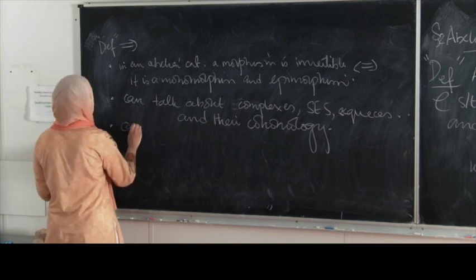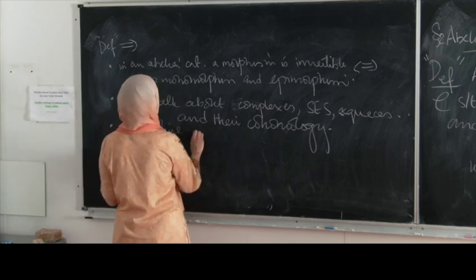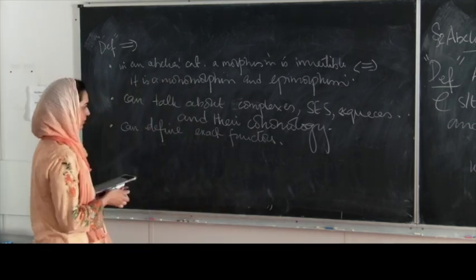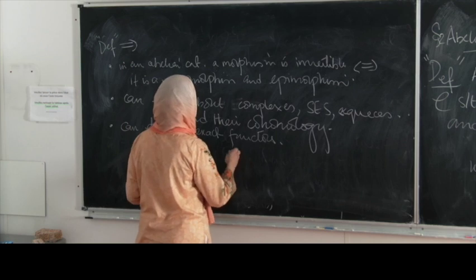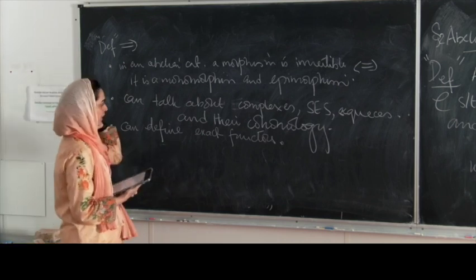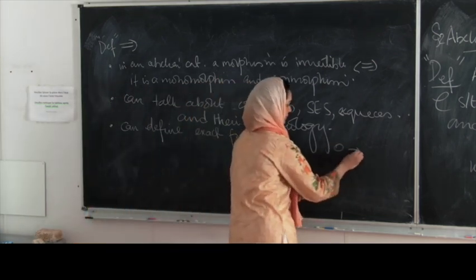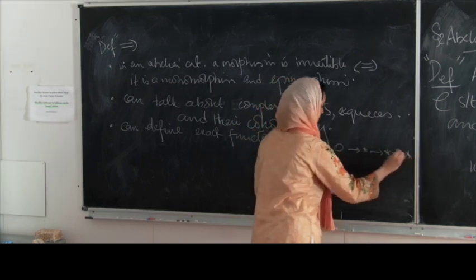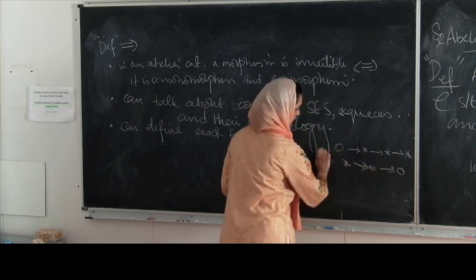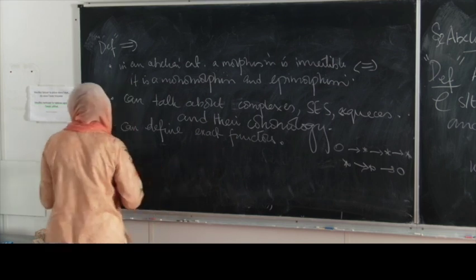Okay, and we can define exact functors. So this is in the usual sense of homological algebra. I'm not going to write it down, but it's left exact if it preserves this kind of short exact sequences, and it's right exact if it preserves this kind of short exact sequences, and it's exact if it preserves both.